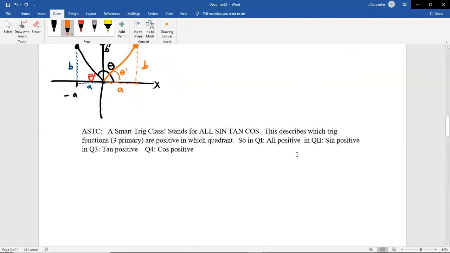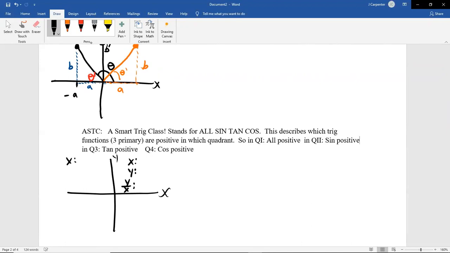Why exactly is this? Let's draw up another one of these. And I'm going to label in each quadrant the sign, the positive or negative sign of the x coordinate, the y coordinate, and the ratio of the two. But specifically y over x, because that's going to relate to tangent.